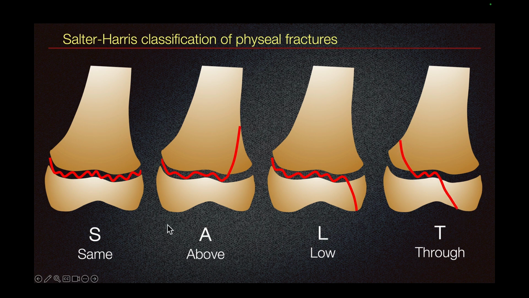The mnemonic to remember this physeal classification is type 1 S for same, type 2 A for above through the metaphysis, type 3 L for low through the epiphysis, and type 4 T for through. So our little leaguer's shoulder is a type 1 Salter-Harris fracture.